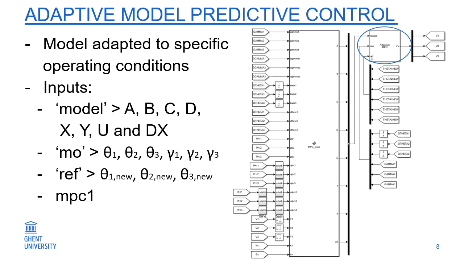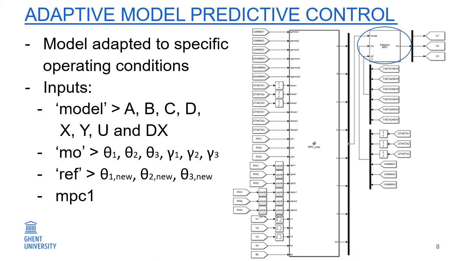Let's proceed with the adaptive model predictive control. As our system is highly nonlinear and has a continuously changing operating point, the standard MPC approach was not possible. For this reason, we worked with the adaptive MPC toolbox. The toolbox takes a changing state space model, A, B, C, and D, as an input, which a standard MPC couldn't do. The measured outputs, stated as Mo, the model output reference, stated as Ref, and a standard MPC controller, MPC1, are also seen on the input.